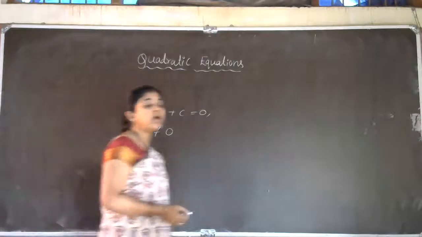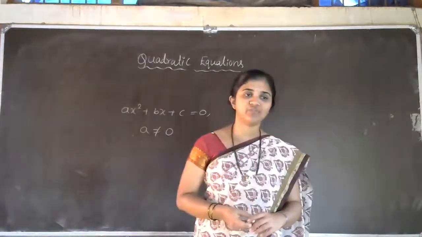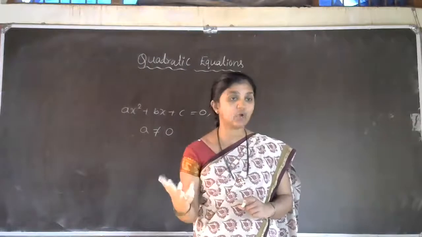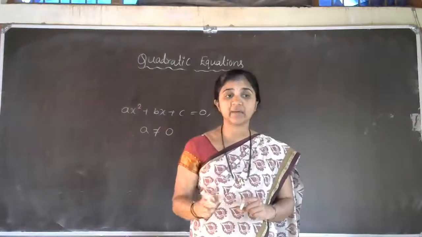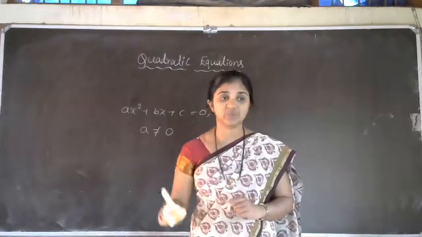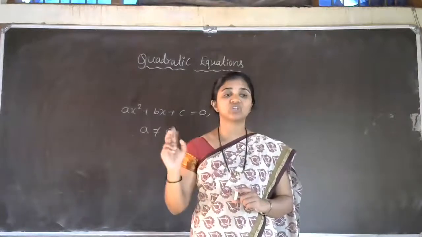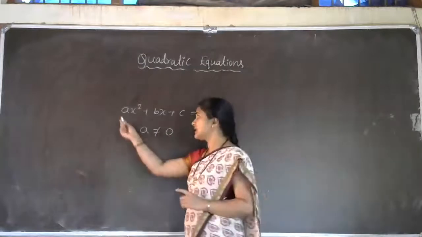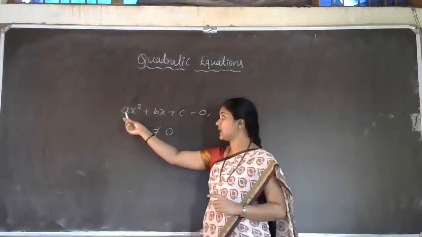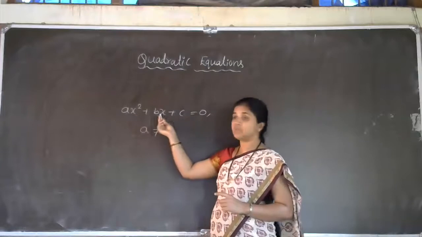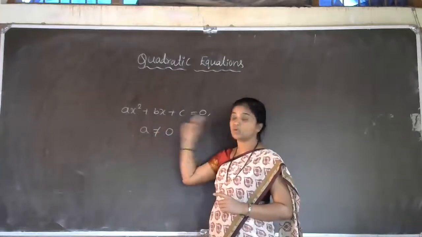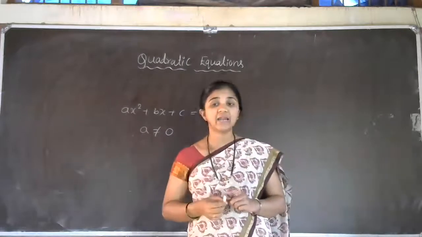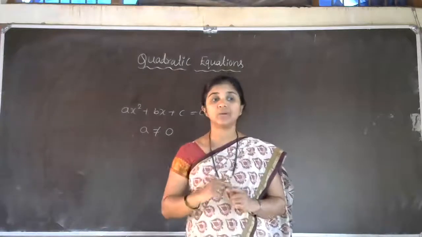Okay. So, an equation which can be written in the form of ax square plus bx plus c is equal to 0 where a, b, c are real numbers and a not equal to 0, such type of equations are called quadratic equations. See here, the standard form of the quadratic equation is ax square plus bx plus c is equal to 0 where a, b, c are real numbers, a not equal to 0.